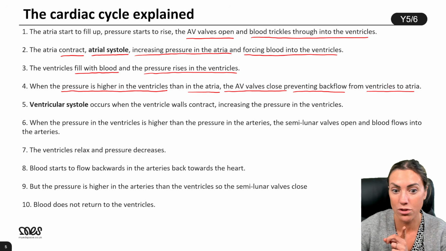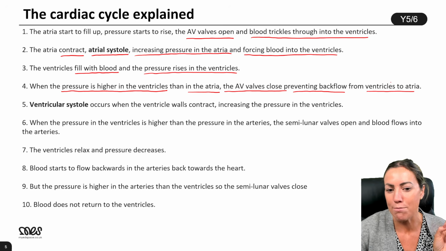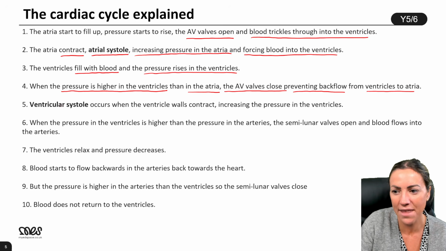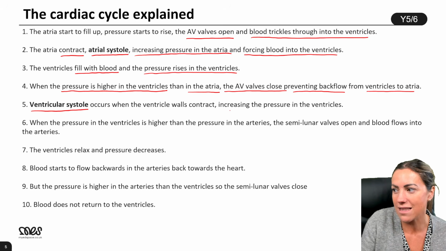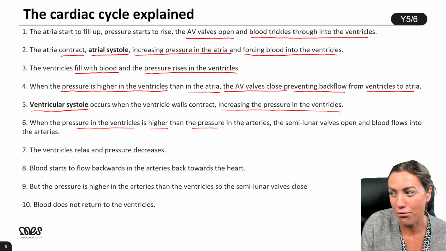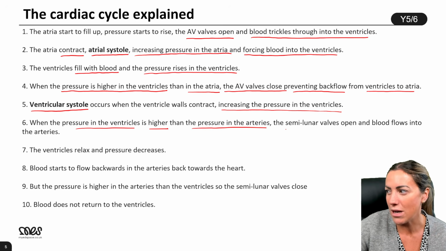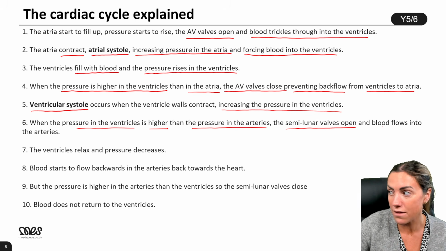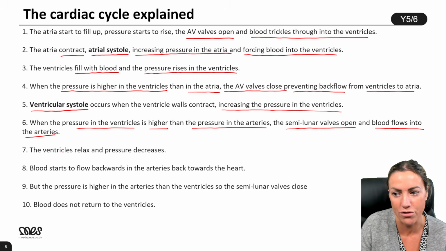Because when those ventricles contract, we do not want the AV valves to still be open because blood would go back into the atria. Then we have ventricular systole, so the walls of the ventricles contract. Obviously, that's going to increase the pressure even further in the ventricles. And when the pressure in the ventricles is higher than the pressure in the arteries, the pulmonary artery or the aorta, the semilunar valves open. So as the ventricles contract and the semilunar valves open, the blood can then flow into those two arteries.